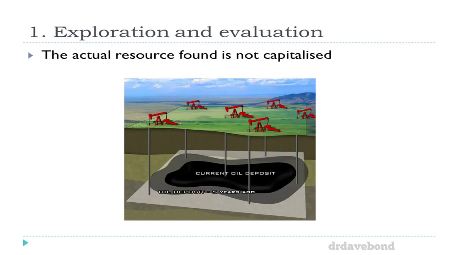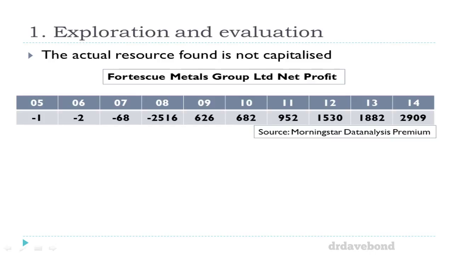If you're looking at mining, or especially junior exploration companies who basically have no assets and what they're trying to do is find something, the value of that company is not going to be shown by the financial statements. And just to reiterate that point, I just want to show you an example of a company. Some of you may have heard of this company, Fortescue Metals. What I've done is extract from the Morningstar Data Analysis Premium database, which is available on the library website.